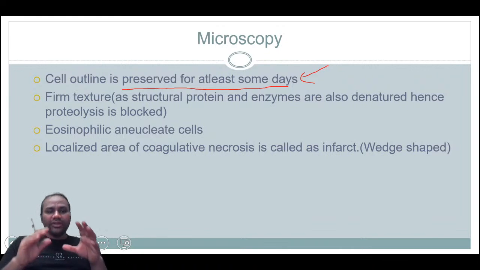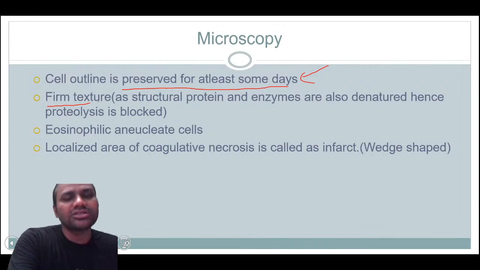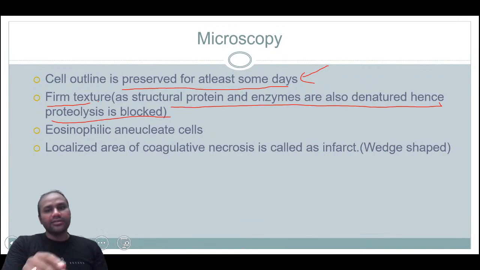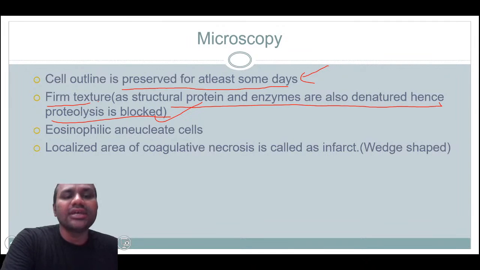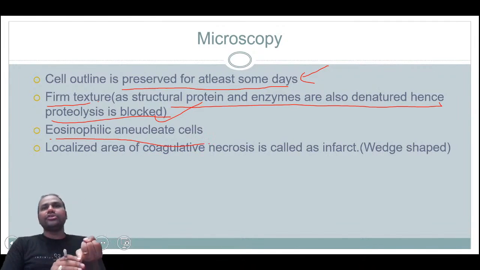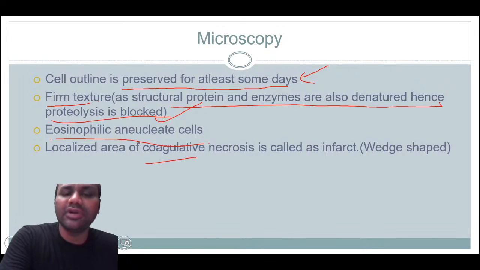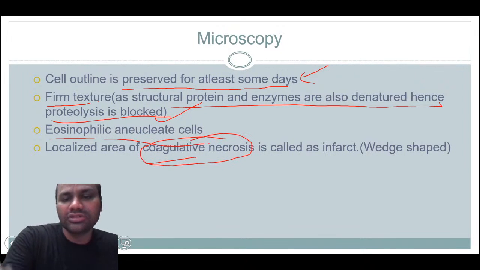And the structure will be preserved as the structural protein and enzymes are also denatured, hence proteolysis is blocked. So as I already said, proteolysis is blocked in this case, and the features will be those of necrosis: eosinophilic cytoplasm, glassy appearance of the cytoplasm, loss of the nuclei, or we can say karyorrhexis and karyolysis of the nuclei. All these features will be seen in a local area of coagulative necrosis. And remember, a local area of coagulative necrosis is called an infarct, which is mostly wedge shaped.